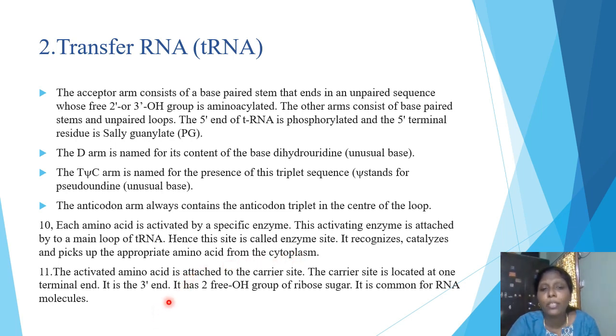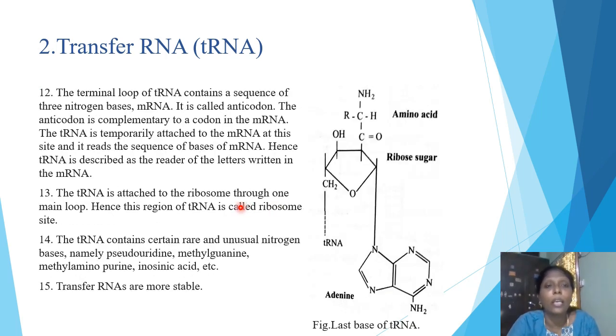Then the activated amino acid is attached to the carrier site. The carrier site is located at one terminal end, the 3' end. It has a free OH group of ribose sugar, which is common for RNA molecules. The next slide is transfer RNA.